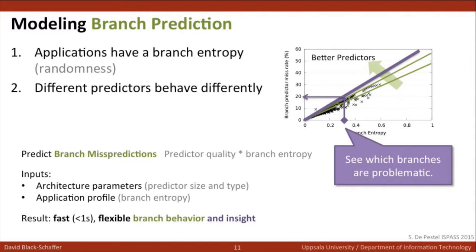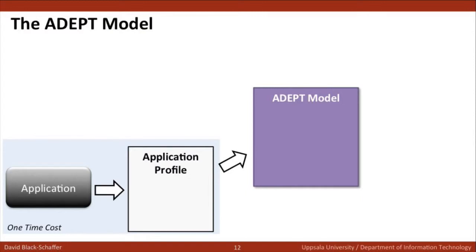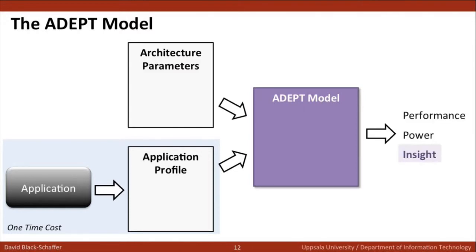Well, the ADEPT model is going to have these models inside it. We're going to put in the application profile, and we've got the architecture parameters that somebody's going to choose what they want to model, and the outputs are going to be power, performance, and insight. To build up this model, we're going to base it around the interval model I showed you. That's the key thing that's going to give us performance and power, and we're going to feed that with input from the memory model, so we know when we have cache misses, and input from the branch predictor model, so that we know when we have branch misses.